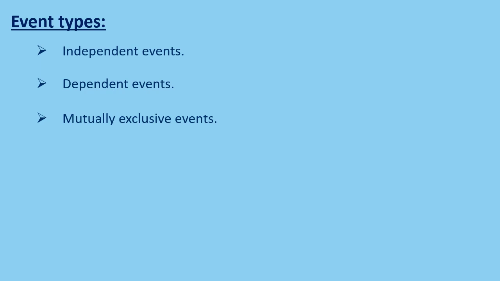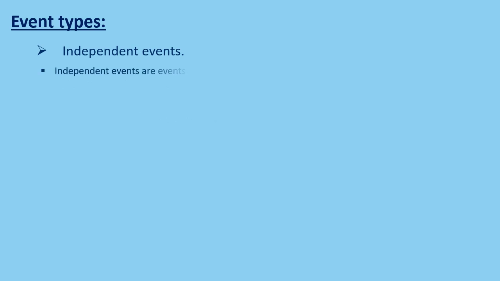Let us now discuss the 3 main types of probability events: independent events, dependent events, and mutually exclusive events. Let's take a look at each of them.